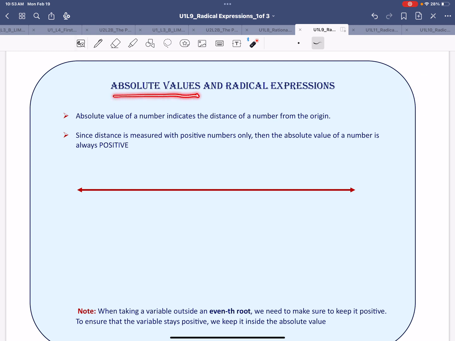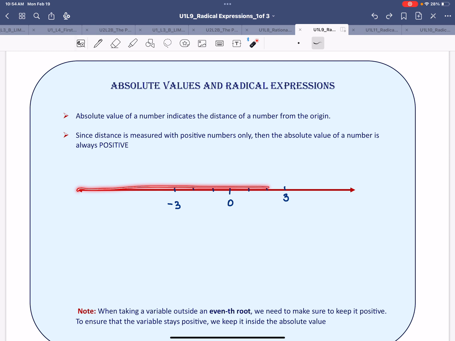Now, most likely the absolute value concept is a brand new concept to you. So we're going to go down to the very definition of what absolute value is and explain everything in detail. The absolute value of a number indicates the distance of a number from the origin. So absolute value and distance mean the same thing. So what does that mean?